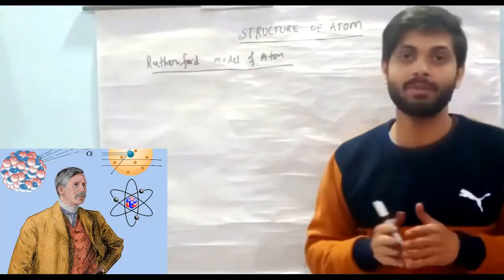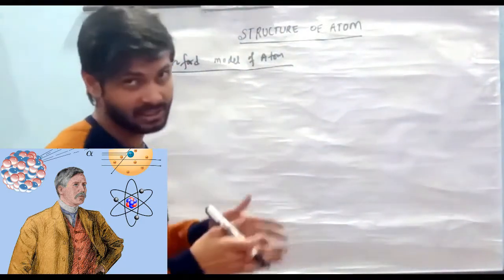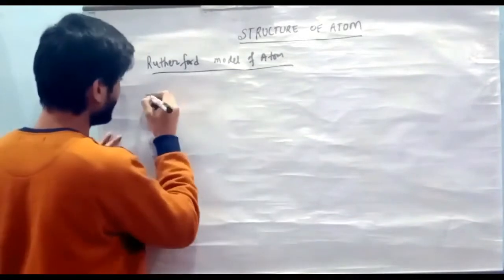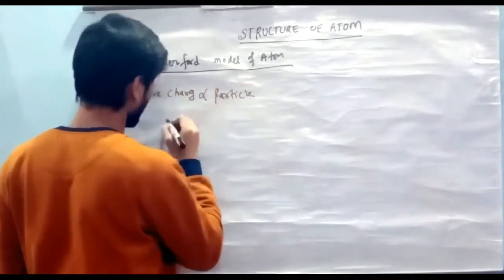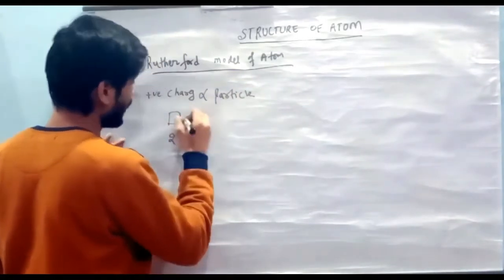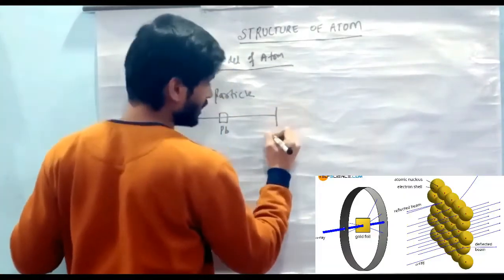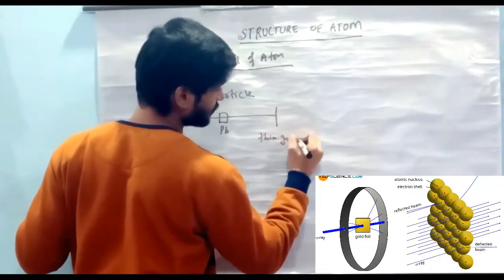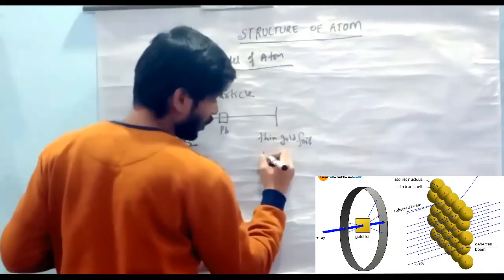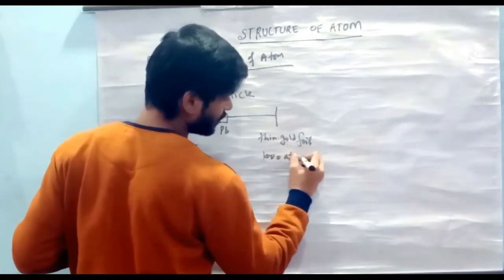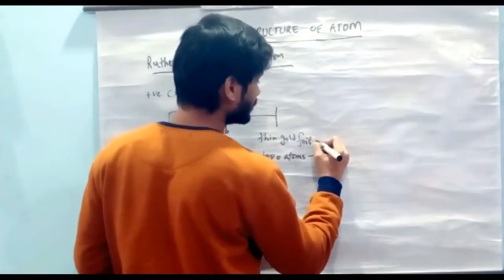Then Rutherford came up with an interesting experiment. He bombarded positively charged alpha particles on a very thin gold foil. He took positively charged alpha particles, passed them through a lead chamber, and bombarded them on the very thin gold foil. How thin was this gold foil? It was only 1000 atoms thick.